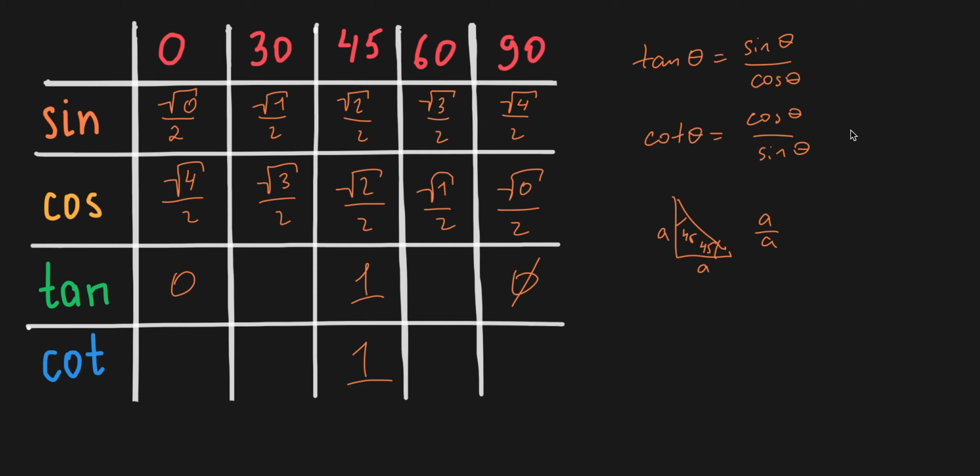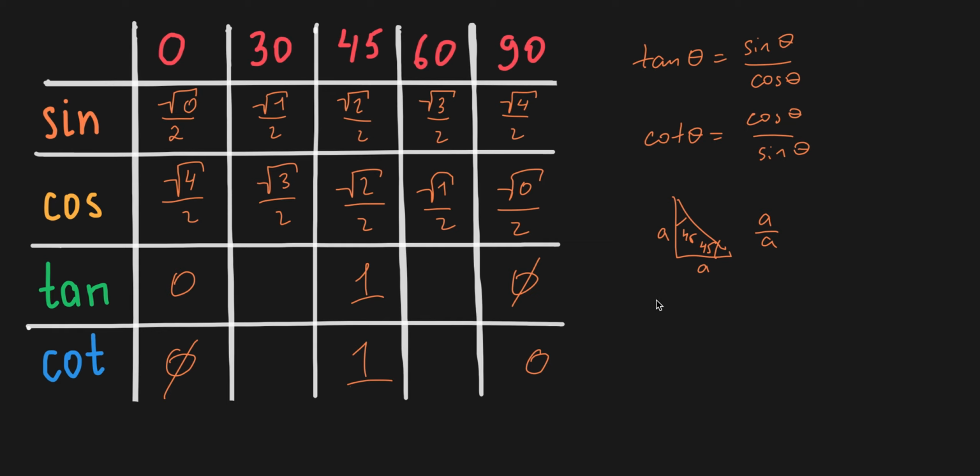And for cotangent 0, cotangent 0 is cosine 0 over sine 0. And since sine 0 is 0, and any number over 0 is infinity or undefined, that's going to be undefined. And for cotangent 90, you know that cotangent is cosine over sine, and we know that cosine 90 is 0, so 0 over any number is 0. For 30 and 60, they're not tricky, but compared to these, you have to kind of memorize them.